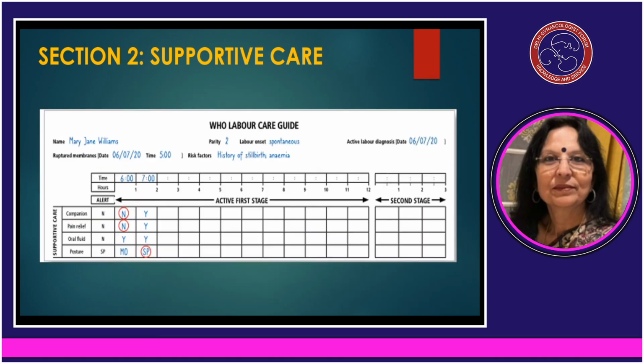Next. By the end of this section, you will see in this particular graph that at 6 hours, there was no companion, no pain relief, oral fluids were given, and the patient was mobile. But in the next hour, we have rectified it. We have given her a companion. We have given her pain relief. We are giving her oral fluids, but the patient has come in a supine position. So that is an alert.